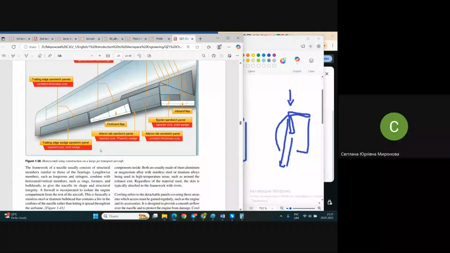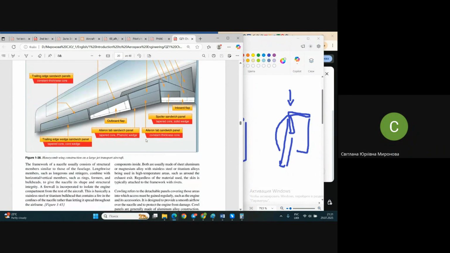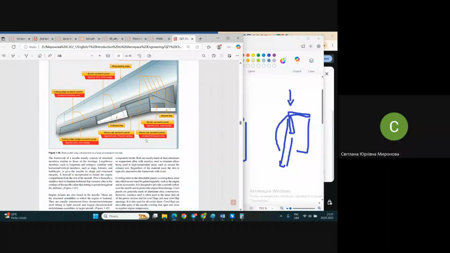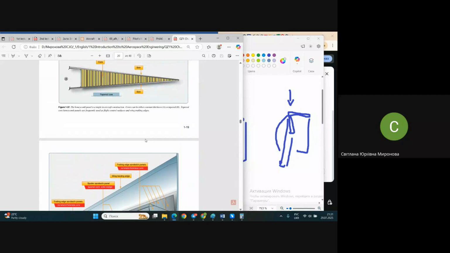Here we see the wing as a whole. Let's imagine the spar extends from the root to the end. Along the airfoil we have ribs, and maybe we also have stringers here. No, that is already an explanation of another type of structure.